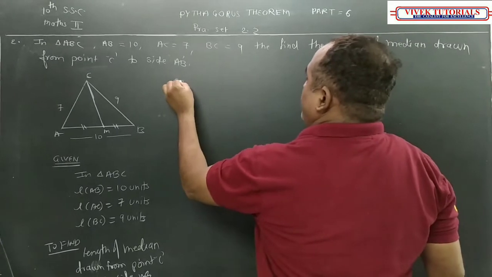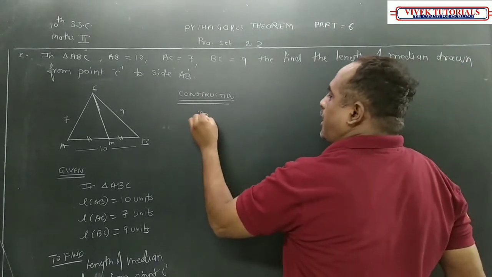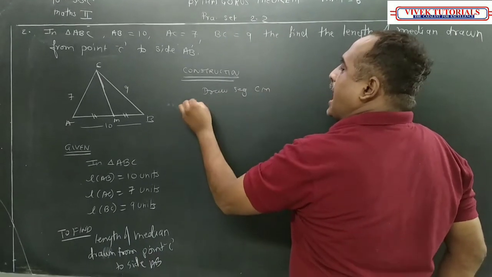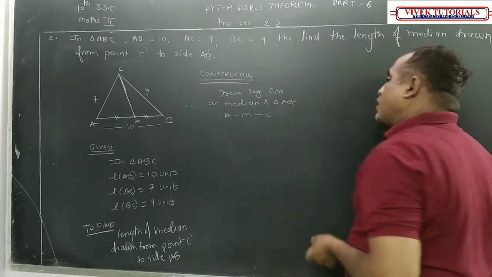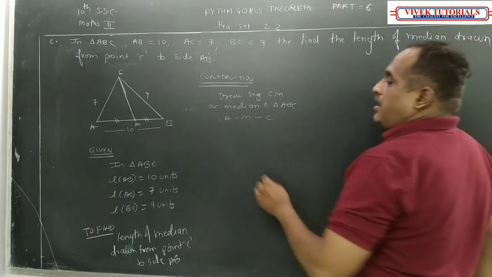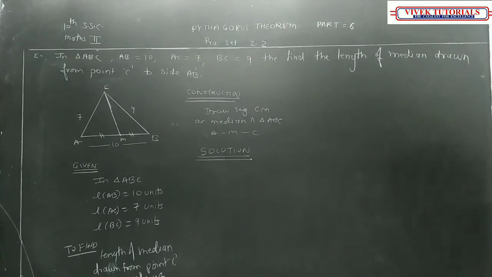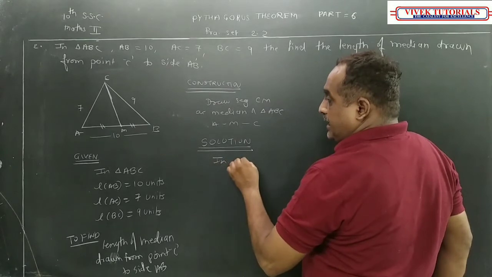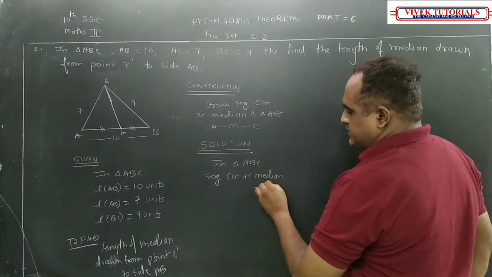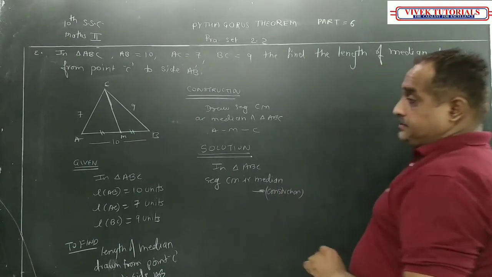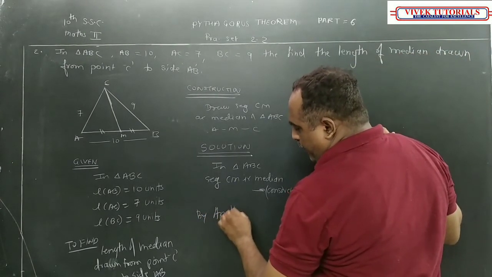Okay, then I'm going to do a construction. Draw segment CM as a median of triangle ABC, and A, M and B are collinear points. Then solution. See, now what I can write, in triangle ABC, segment CM is a median. This is due to construction. You got it now? So we can apply directly the Apollonius theorem.